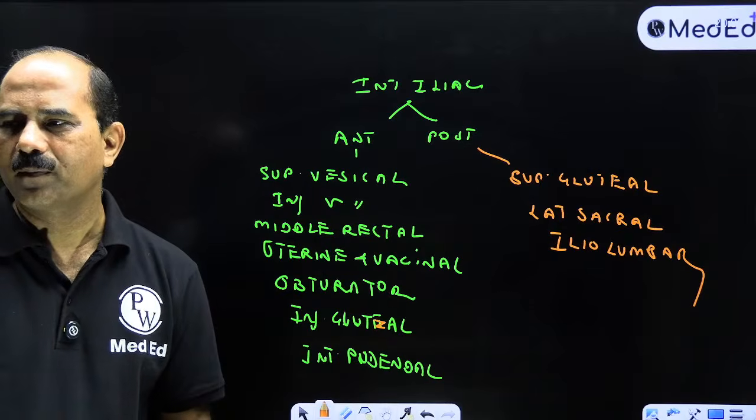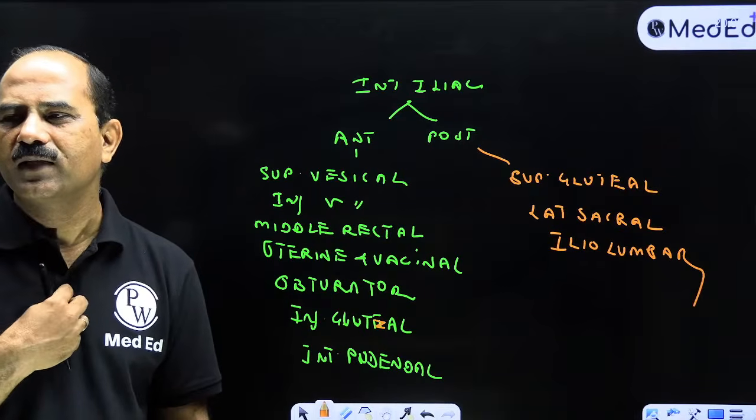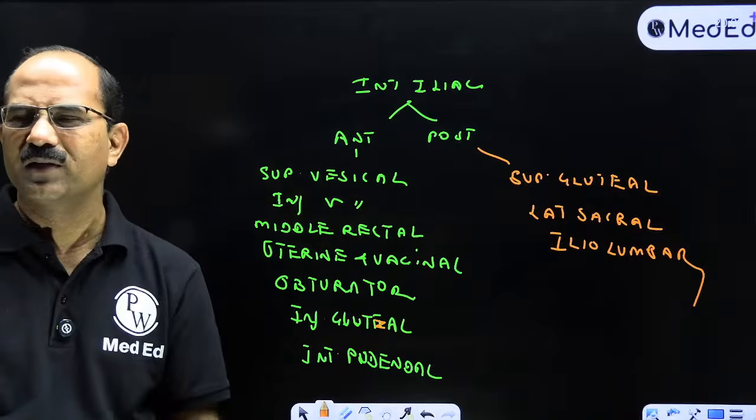Ilioinguinal nerve injured. ठीक है. वो हर्निया होता है ना, फिर हर्निया होता है.